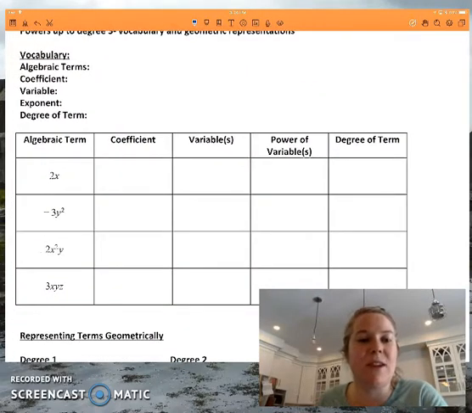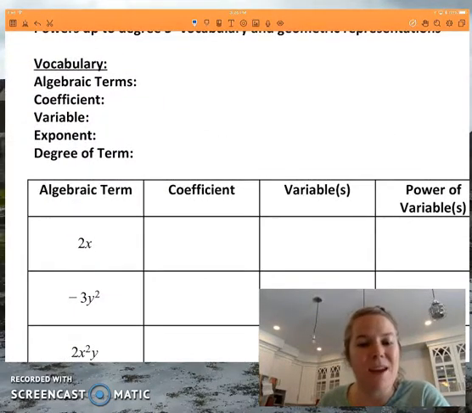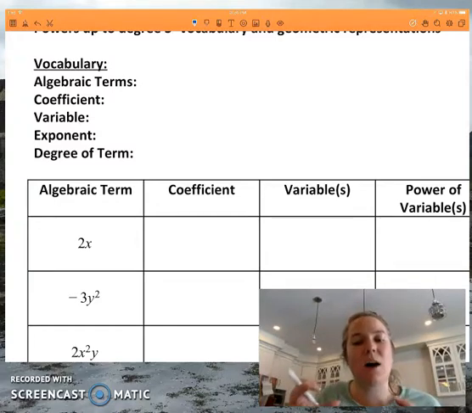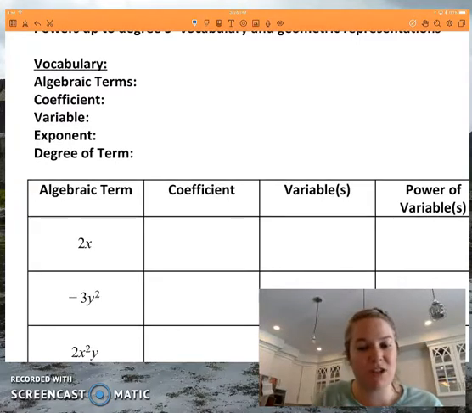So the very first thing we need to talk about is, what is an algebraic term? An algebraic term is basically any combination of multiplication and division of variables and coefficients separated by addition and subtraction signs.